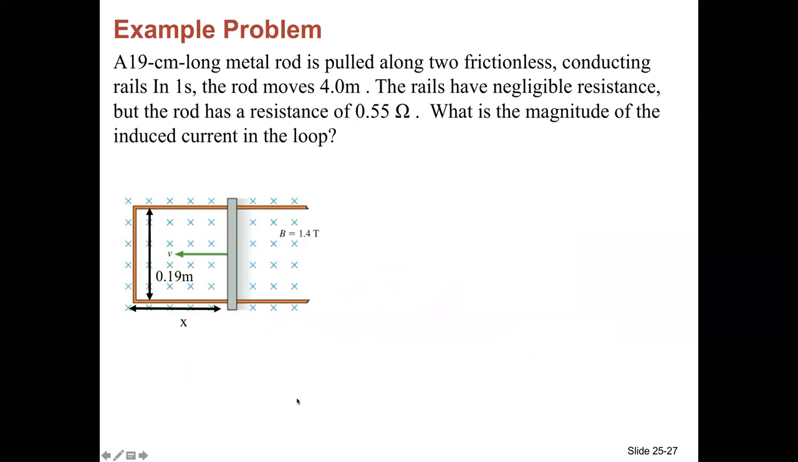So here we have a wire loop with a movable side on the loop. You could think of this, maybe it's a copper wire. This orange part is a copper wire. And then on top, we have a conducting bar that we could slide back and forth to change the size of the circuit and thus the area of the loop. The vertical side of the loop here is 19 centimeters. And the other side of the loop is unknown, but we'll call it X.